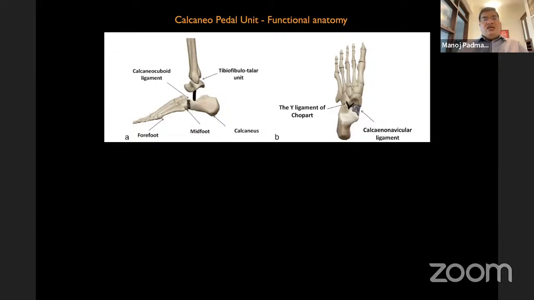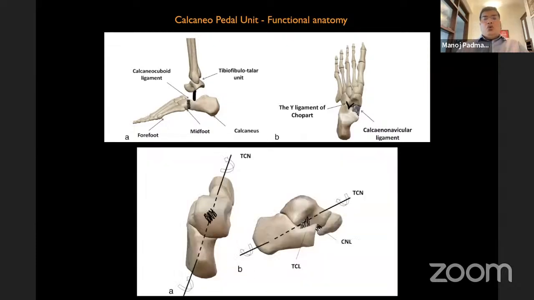And how the rest of the foot moves around the fixed talus is due to the strong connections that the calcaneus has across the Chopart joints, the calcaneonavicular ligament and the Y ligament. That is how the whole foot moves as one structure. So that is important.